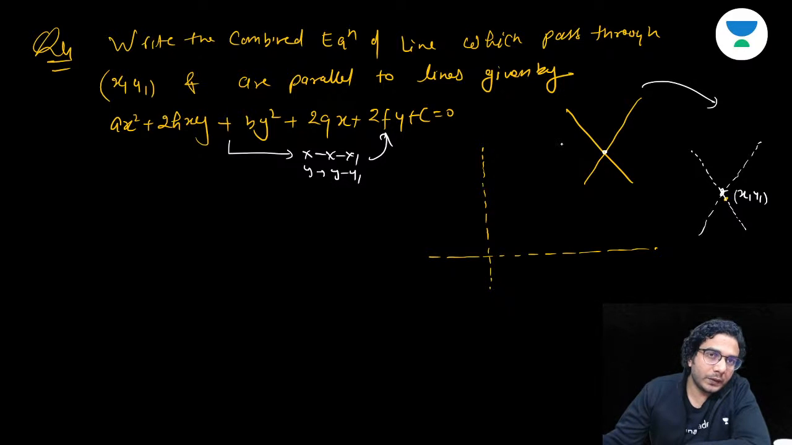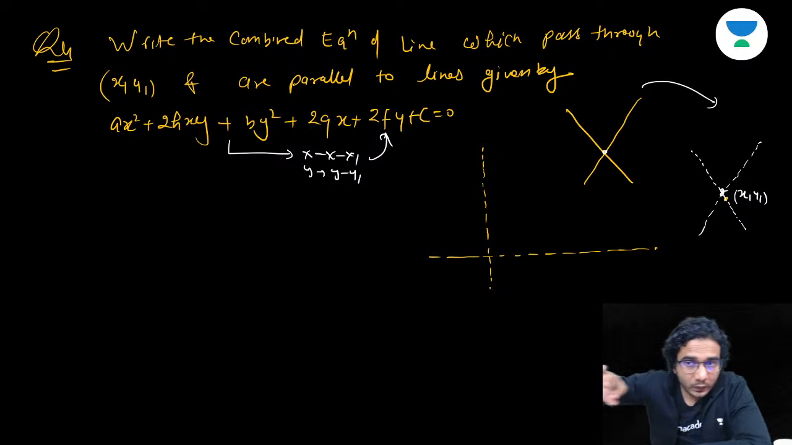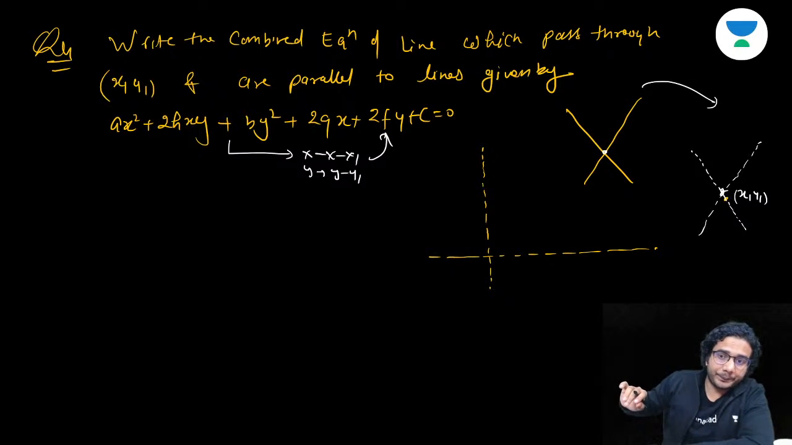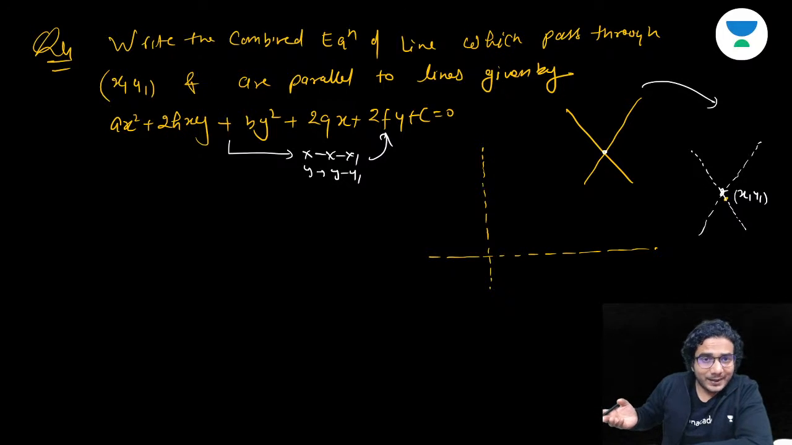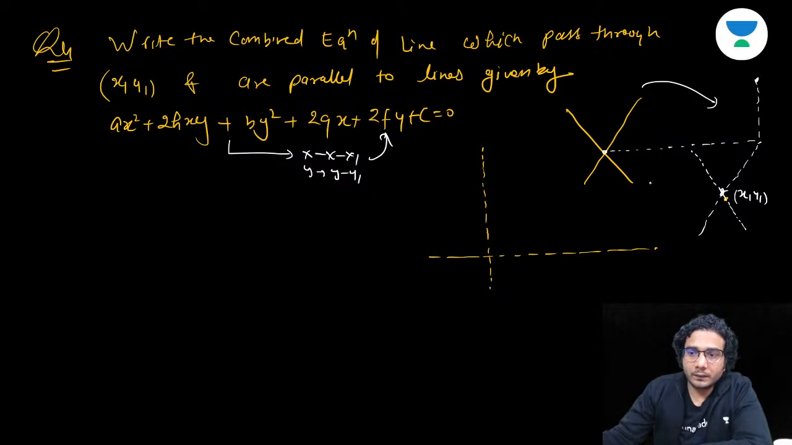In any curve, if you replace x by x minus 1, then it will translate rightwards by 1 unit, and y by y minus 1, then upwards by 1 unit. So it will be translated x1 in this direction and y1 in this direction. So this point will reach here. Why would it reach here?